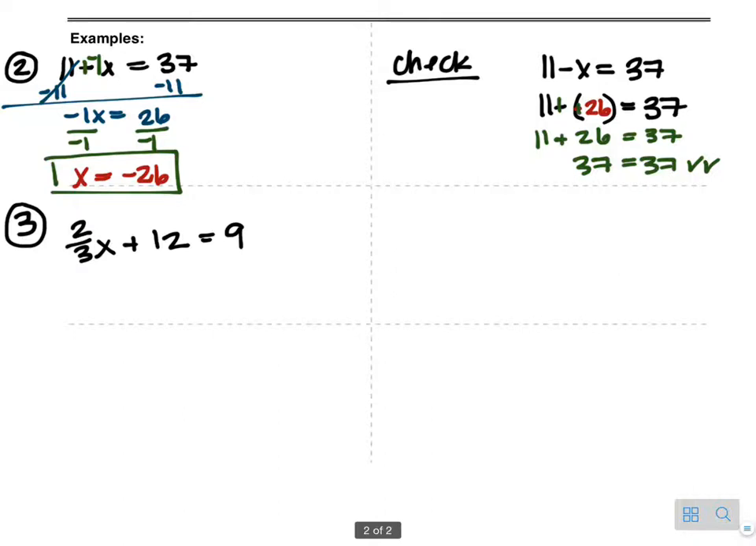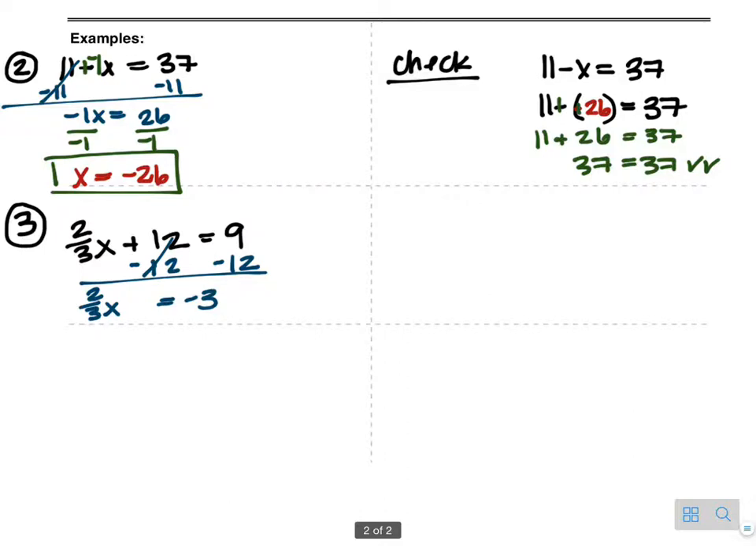I am noticing that right here I have multiplied 2/3 by x, and here I'm adding 12. So I need to do the inverse. So first of all, we take care of what's being added or subtracted to x, or the x term rather. And so we're going to subtract 12 from both sides. That's going to leave me with 2/3 x is equal to negative 3.